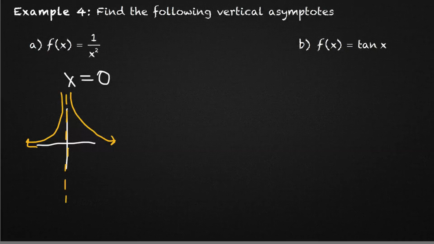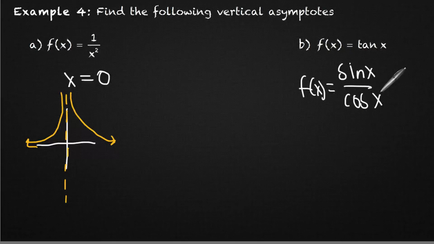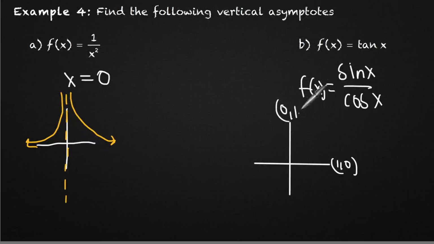All right, part B, we're going to change tangent of x into sine of x over cosine of x. And so now we have to ask the question, what angles would cause the cosine of x to be 0, which would cause us to be dividing by 0? So we would say, okay, let's just think about our unit circle. Our unit circle has coordinates 1, 0 here, 0, 1 there, negative 1, 0 there, and 0, negative 1 there.